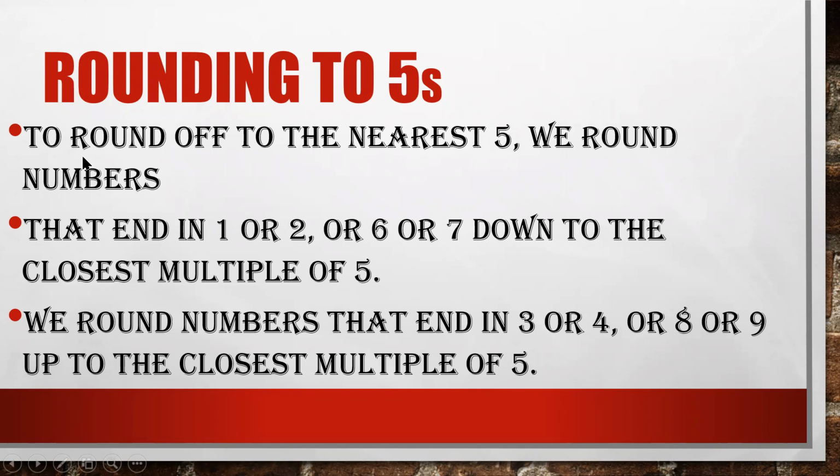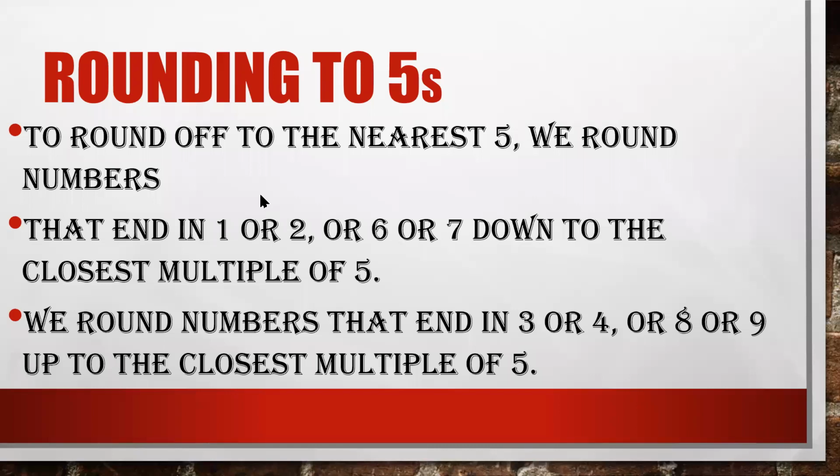So to round off to nearest 5, we round numbers. What rule we are using? That end in 1, 2, or 6, 7, down to closest multiple of 5. But this 1, 6, 7, we should just double check. Okay, we are gonna carry on. Only 1 and 2. So just close to multiple of, okay, 1 minute. We should just check. All right, let's continue.